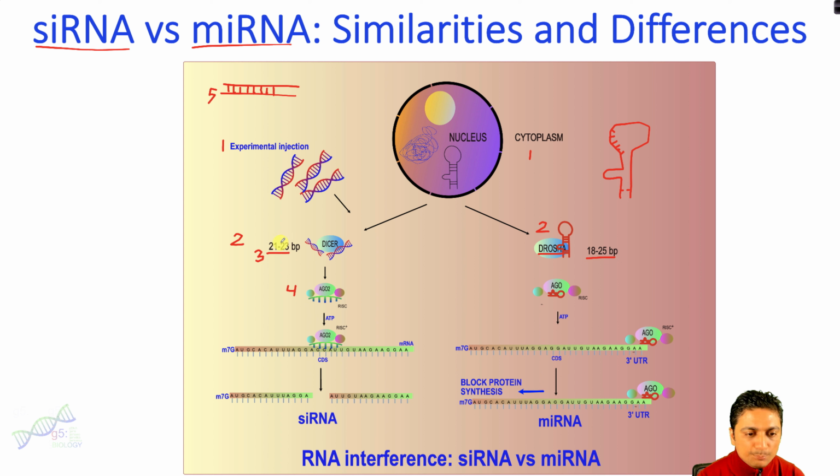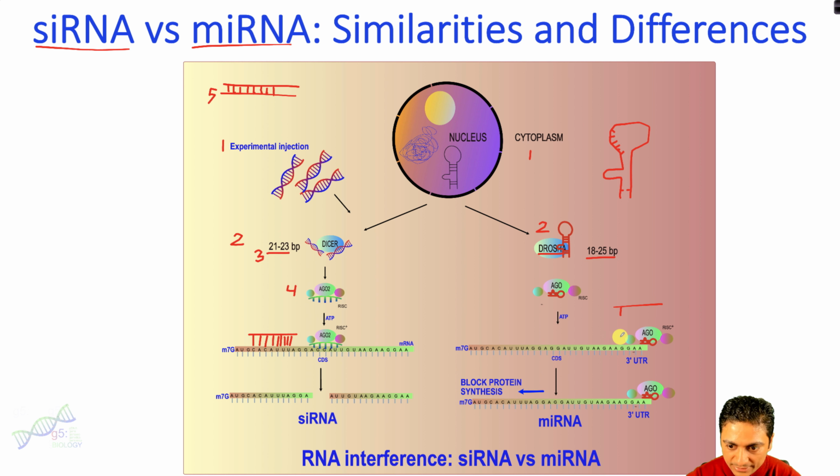And the sixth difference is the complete complementary base pairing. If this is the siRNA single strand, then there is a complete base pairing between the mRNA and the siRNA single fragment. So the base pairing is going to be an exact or perfect match. However, what happens in miRNA? In miRNA there is no perfect match. So the match will usually be in the 3' UTR region.